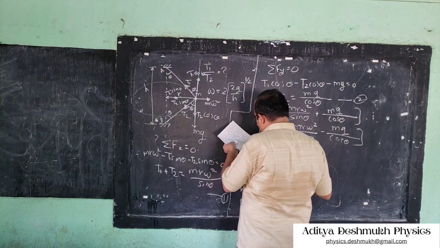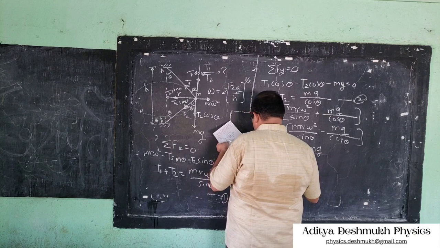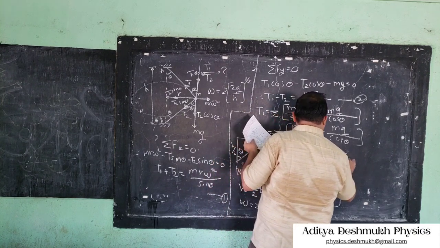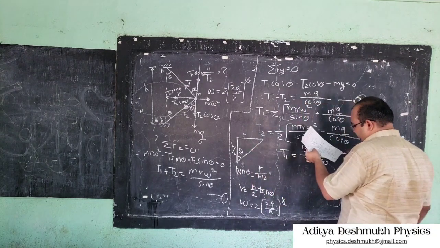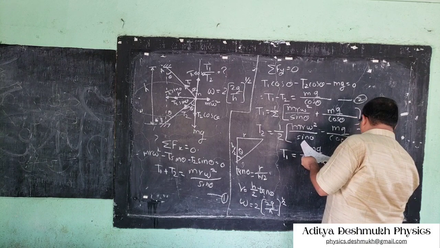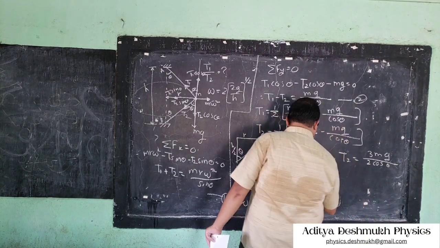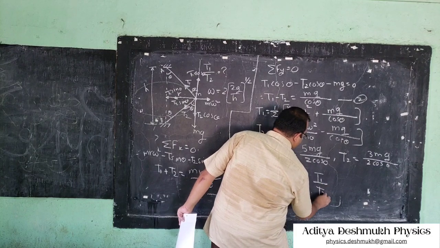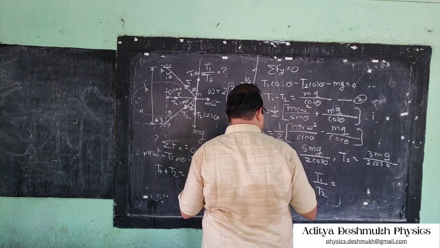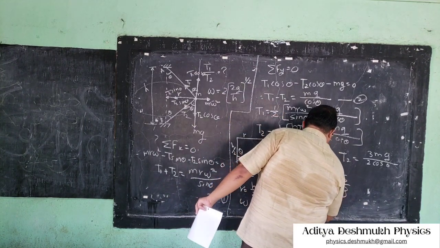T1 will be equal to 5 mg upon 2 cos theta, and T2 will be equal to 3 mg upon 2 cos theta. So the ratio of T1 by T2, mg will get cancelled, 2 cos theta will get cancelled, only 5 by 3 will remain.